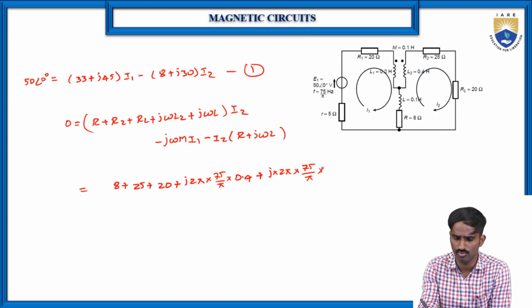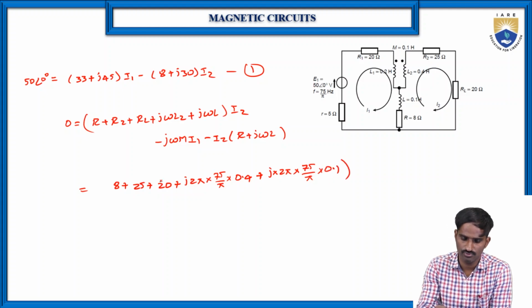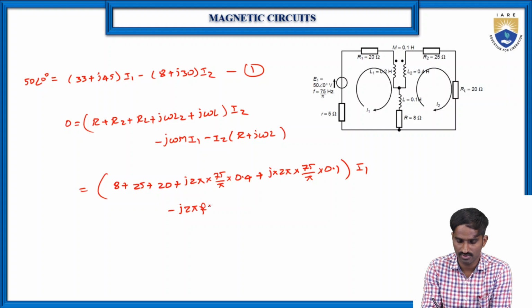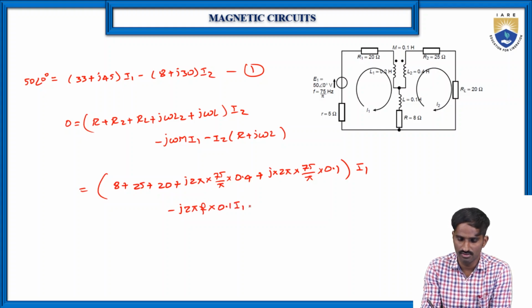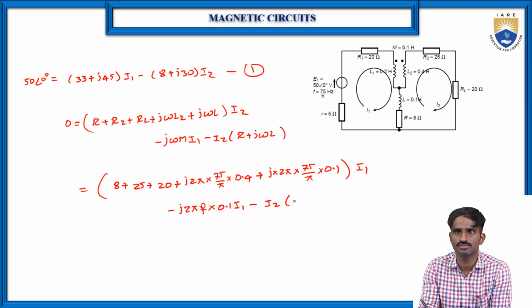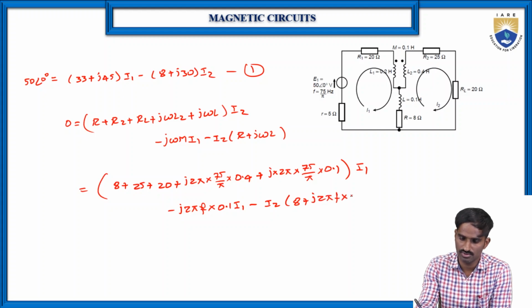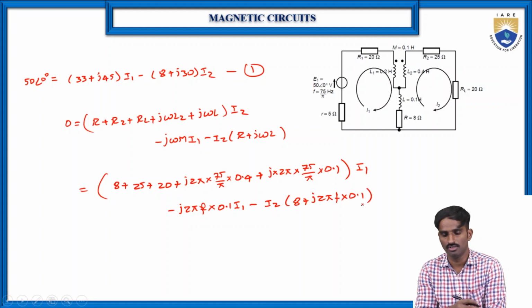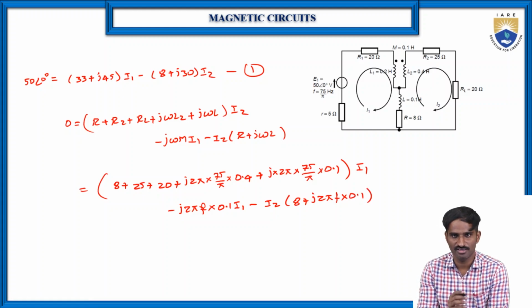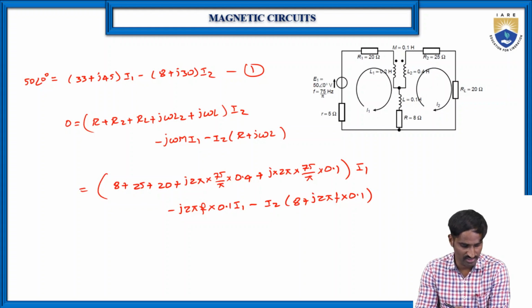So the L value here is 0.1 into I1, and minus, as usual, j2πf into the M value, which is 0.1 into I1, minus again I2 into the R value, which is 8, plus again j into 2πf into the L value 0.1. Okay, then again simplify as usual like in the first equation. Then let me write the final equation.